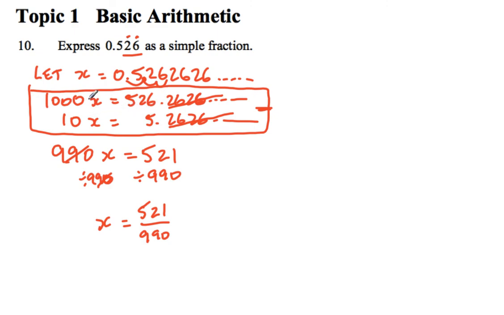The reason I had to get fancy and multiply by 1000 and 10 was that I wanted to create a scenario whereby the right hand side after the decimal point on both of my versions were identical, and were just exclusively made up of the repeating section. So that's how we do that one.